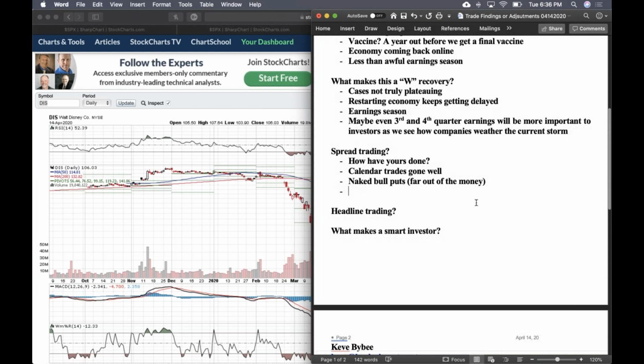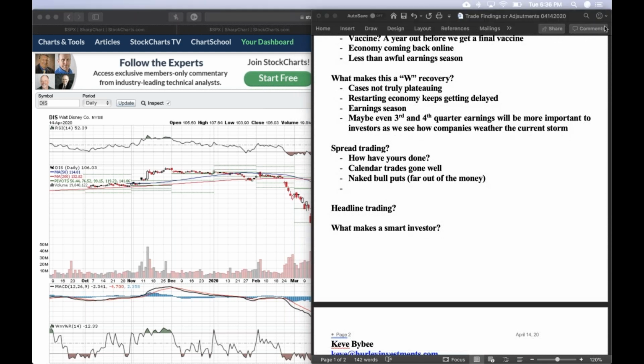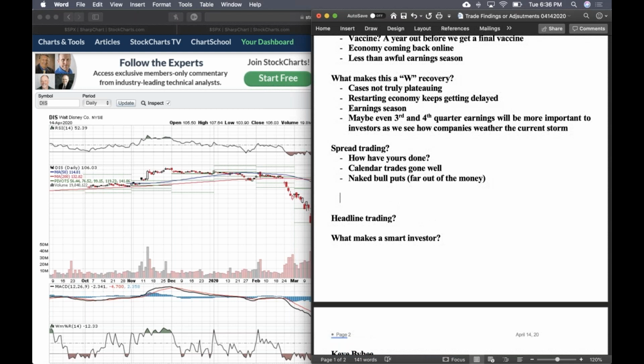Now, I'm still going to kind of double down here. And let me erase this because that's different. LEAPS are still your best friend, especially now, since volatility has come down a bit.